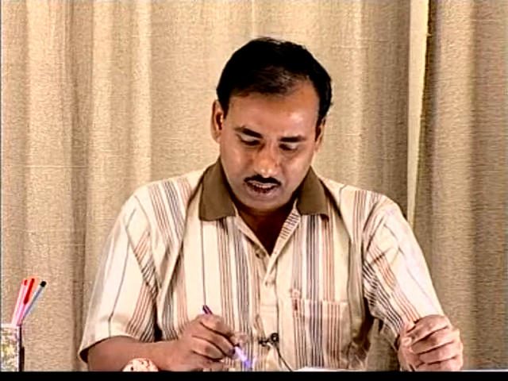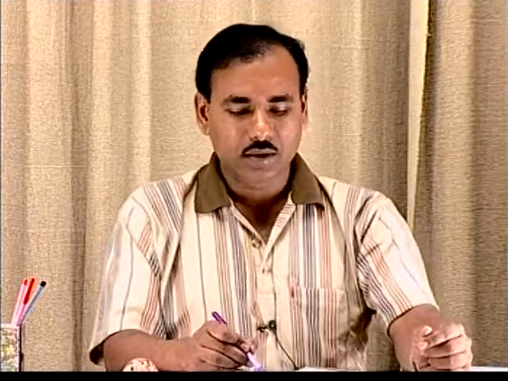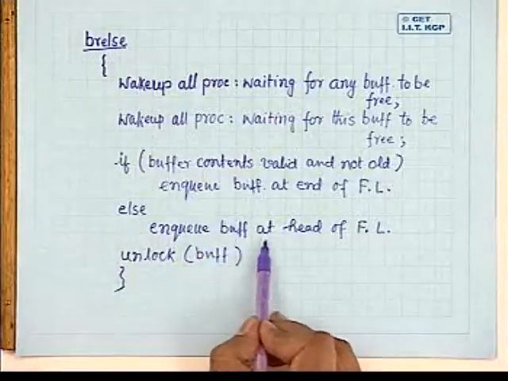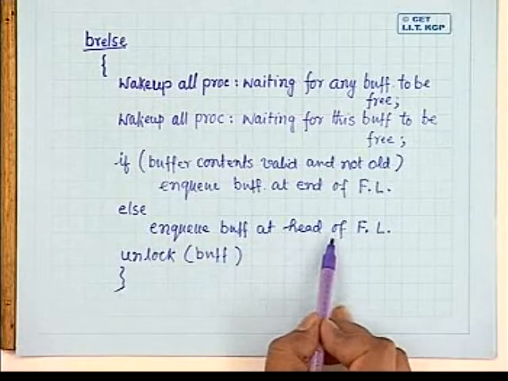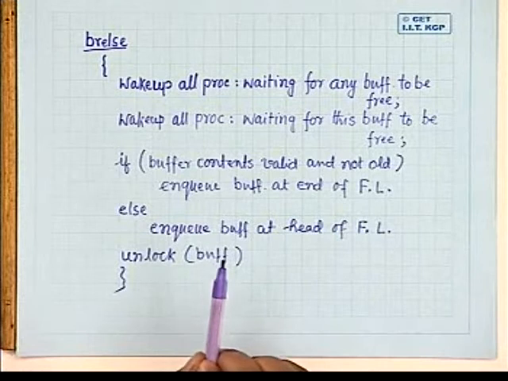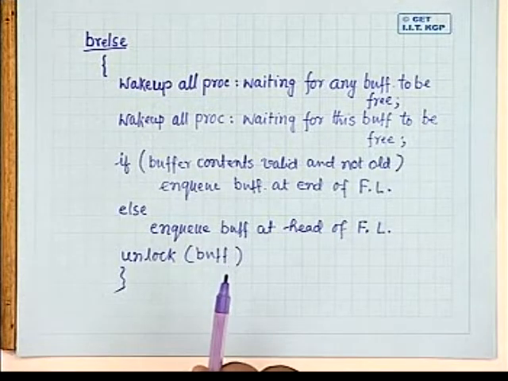So these are the two situations: either the contents of the buffer are not valid, or the content of the buffer is old. In that case, the buffer will be enqueued at the head of the free list. Otherwise, the buffer will be enqueued at the tail of the free list, in which case it will be the most recently used.